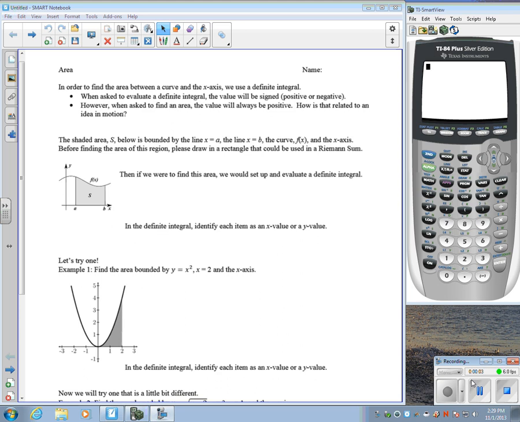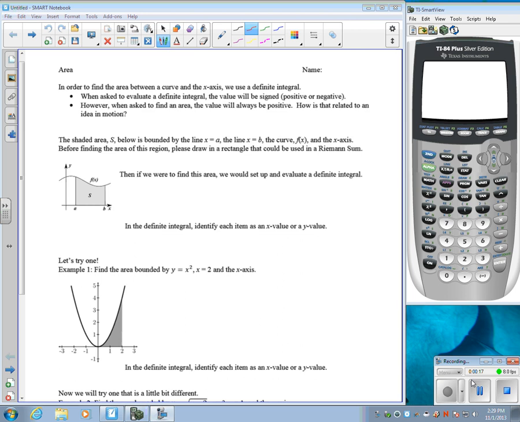Hello, today we are talking about area, and this area is going to be between a curve that we've been given and the x-axis, and we are going to evaluate that by using a definite integral. So, talking about the definite integral first. When we're asked about finding a definite integral, the value will always be signed. It will be positive or negative. However, if you are specifically asked to find area, that value will always be positive.